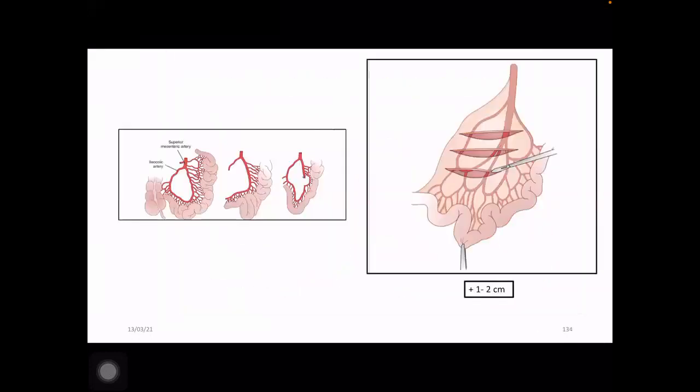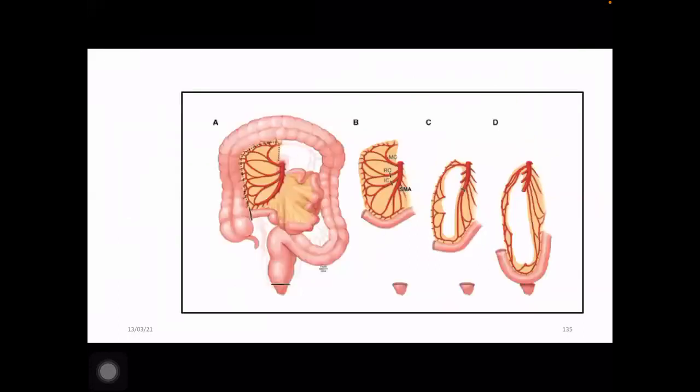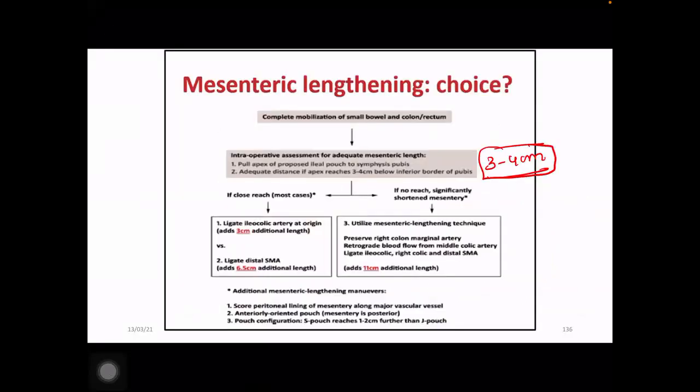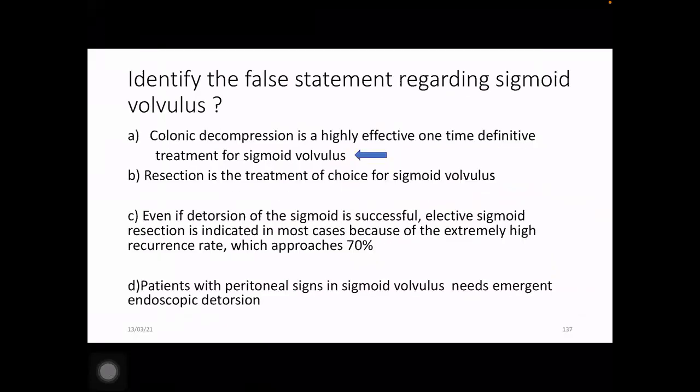And in short, the maneuvers you can do are: you can ligate the ileocolic artery at the origin, you can ligate the distal SMA, and you can do multiple scoring of the peritoneum. Multiple scoring of the peritoneum gives 1 to 2 centimeters additional length. And this is the part where you preserve the marginal artery and ligate all the ileocolic and right colic, and allow the middle colic to supply the small bowel through the marginal artery. So this is what the picture is. Fine. And this is the flow chart of the thing. So you're clear with IBD? Any doubts on IBD? The last few slides I'm going to cover now.